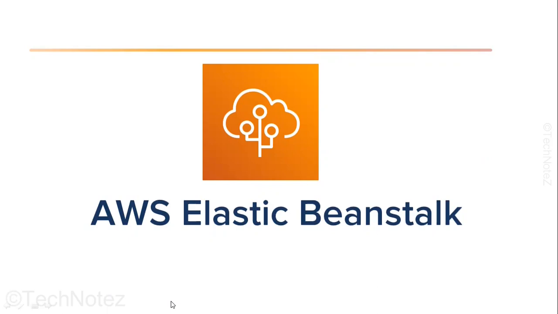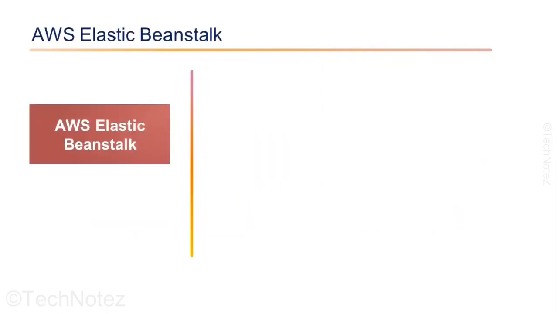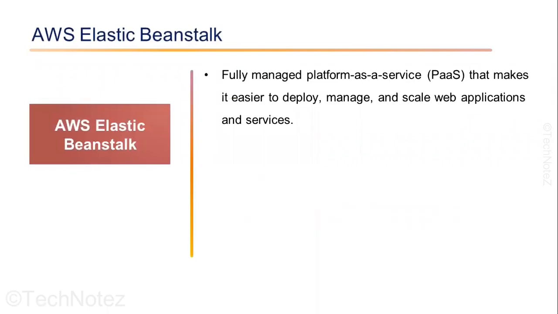Next, let's talk about AWS Elastic Beanstalk. AWS Elastic Beanstalk is a fully managed platform as a service that allows you to deploy and manage web applications without worrying about the underlying infrastructure. Elastic Beanstalk provides automatic scaling, supports multiple programming languages and platforms, and allows you to customize your environment settings for performance and security.